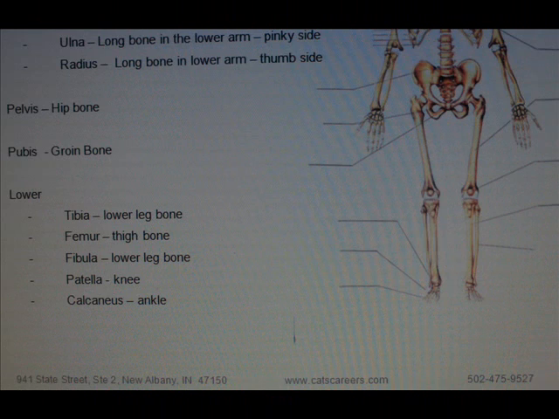Then we have the lower extremities. Your tibia, lower leg bone, and fibula is your other lower leg bone. Your femur is your thigh bone. Patella is your knee. Calcaneus is your ankle.